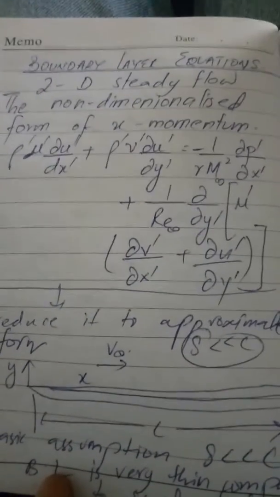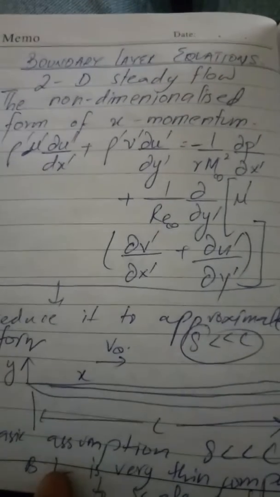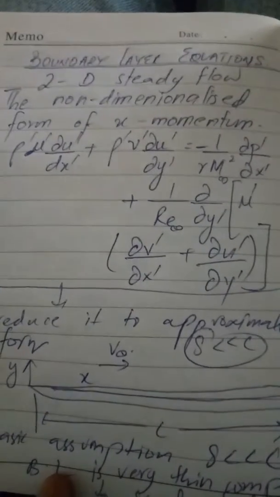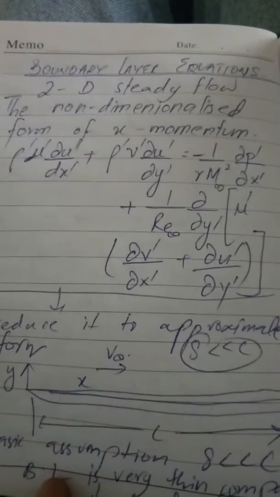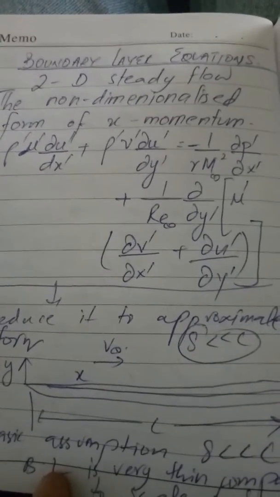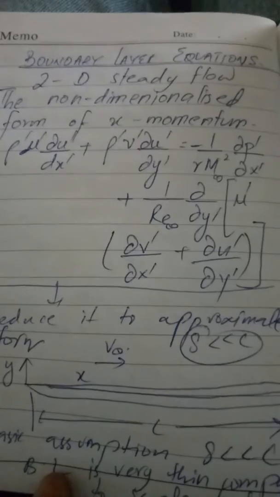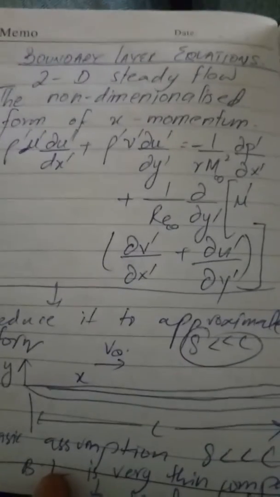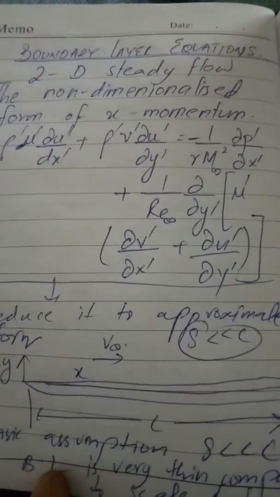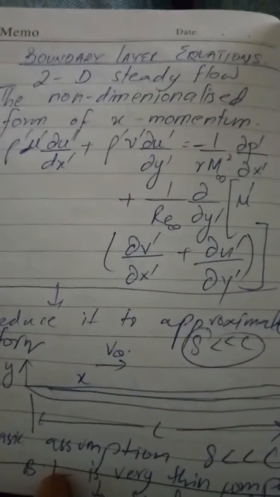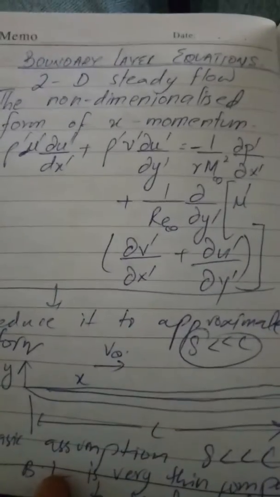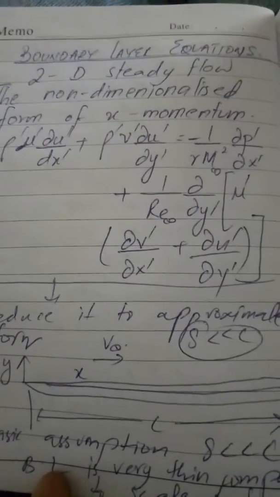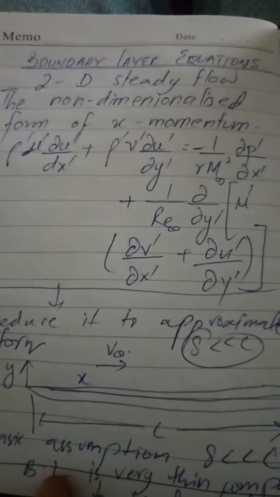For boundary layer equations, 2D steady flow is our course of study so far in the fundamentals of aerodynamics, and we start with the non-dimensionalized form of x momentum. We are going to cover about four equations. One is continuity, another is x momentum, another is y momentum, and the last is energy. These equations will form the basis of the boundary layer equations, and the whole concept of a boundary layer revolves around these four equations.